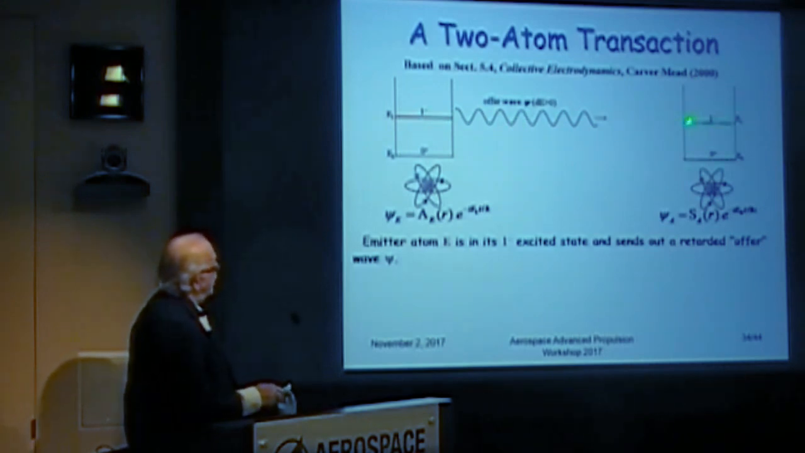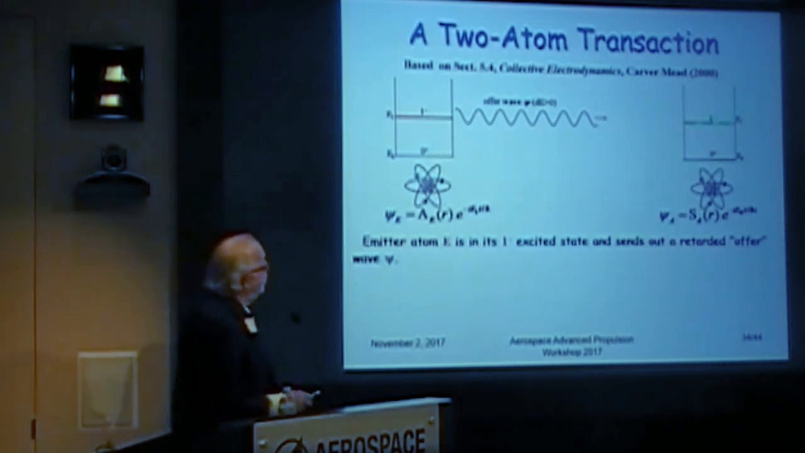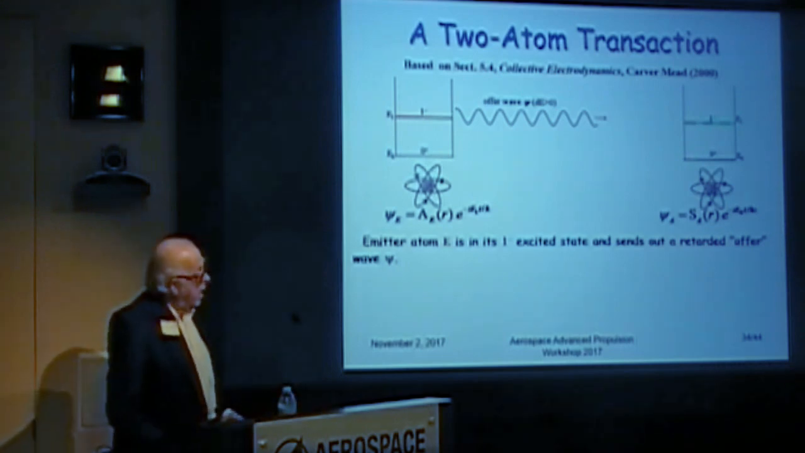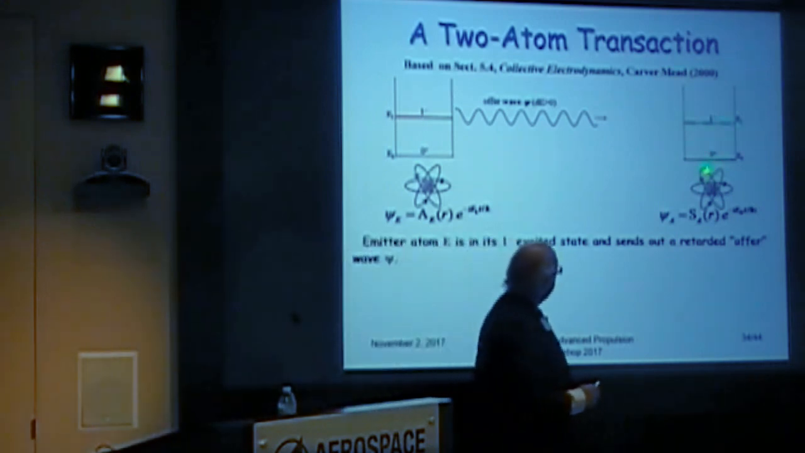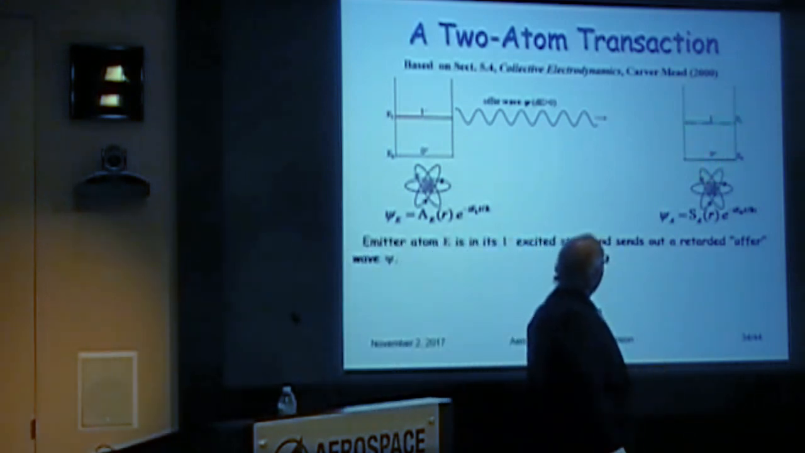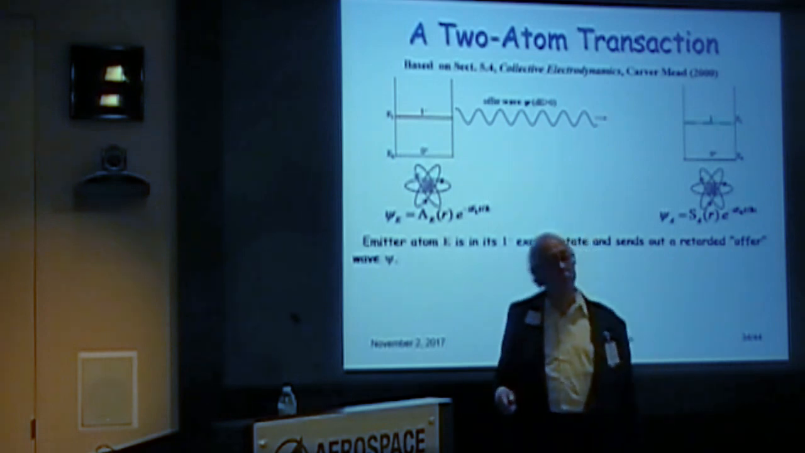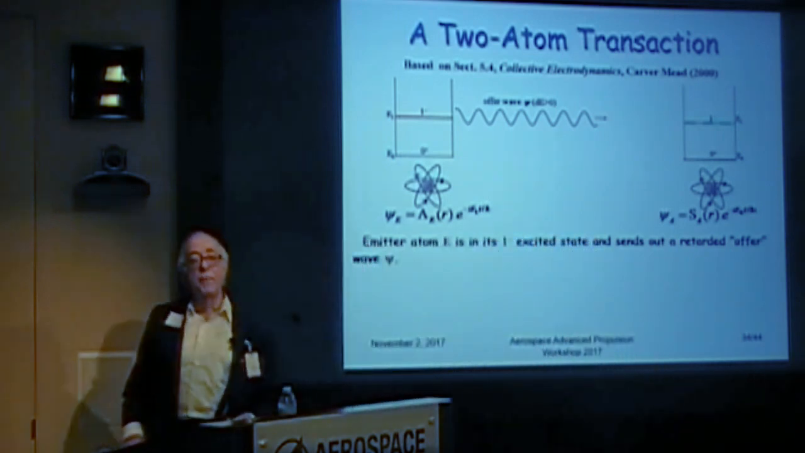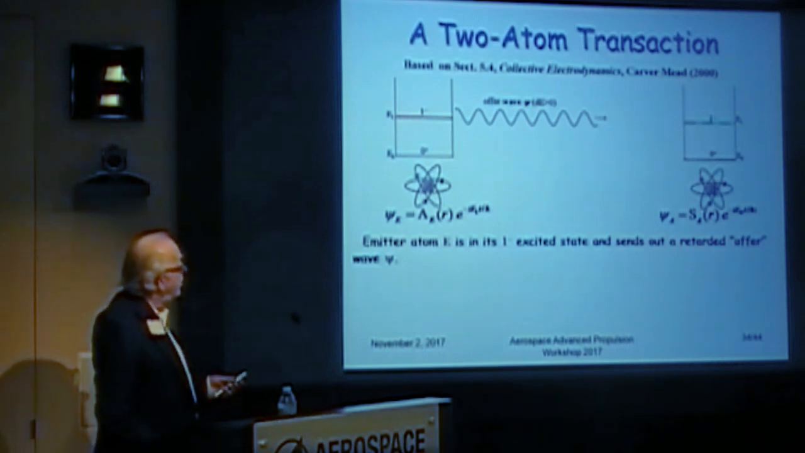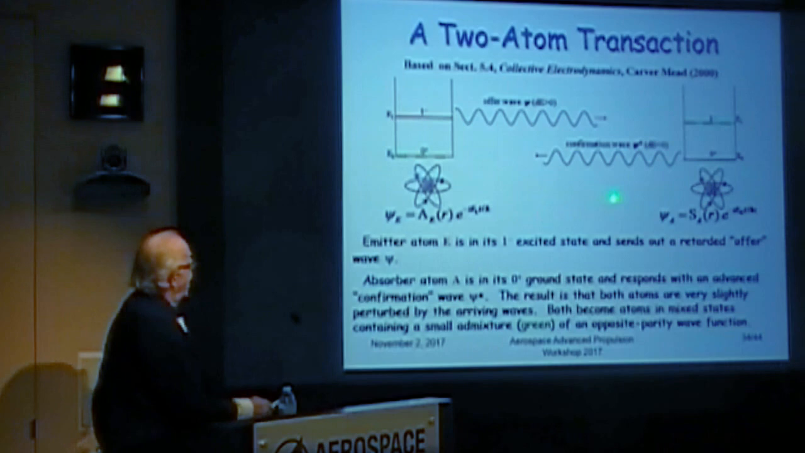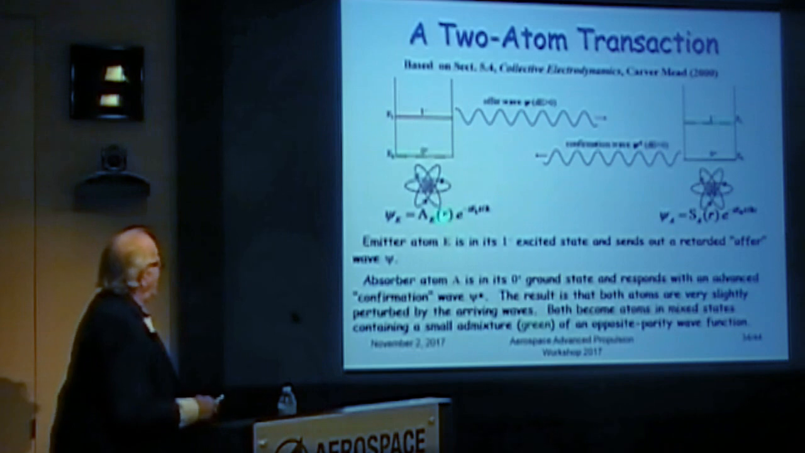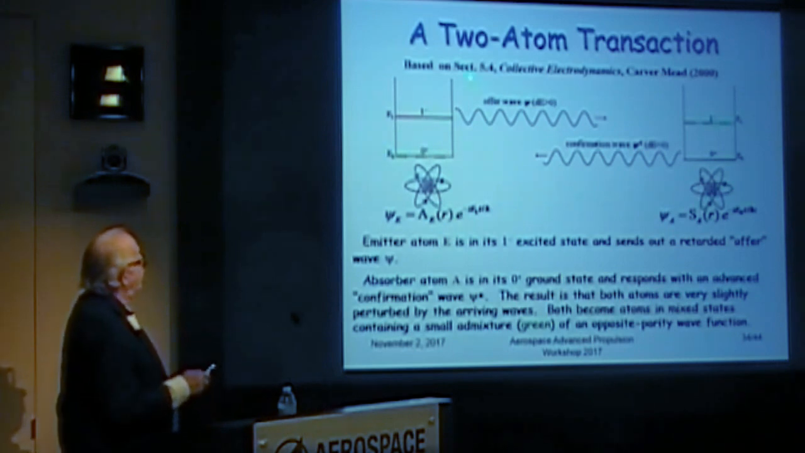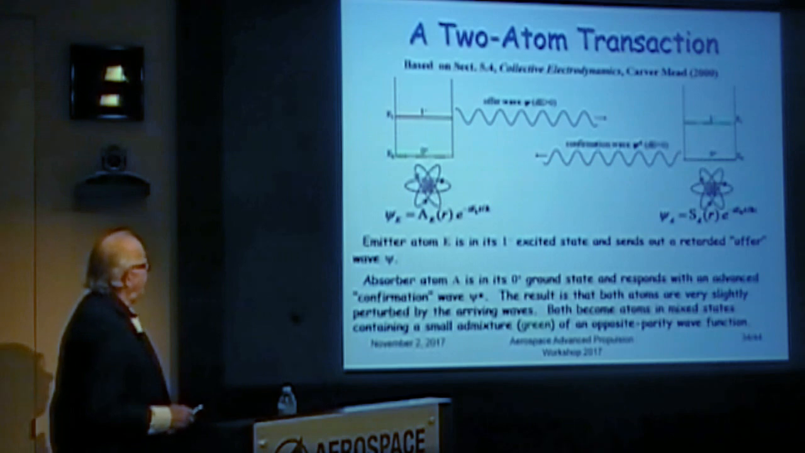It arrives at this atom and perturbs it slightly, giving a very, very tiny amount of amplitude to the 1 minus state of this atom. The result is that this atom is now in a mixed state. It has a 0 plus ground state with a slight perturbation of 1 minus, and that produces a time-dependent dipole oscillation in this atom. It sends back the confirmation wave and perturbs the offer wave into the ground state. And so now we have two atoms, both perturbed in different ways.